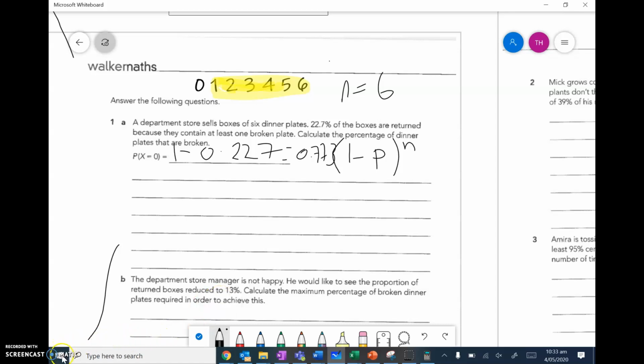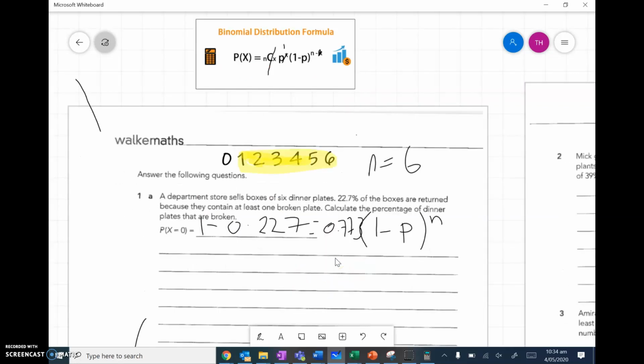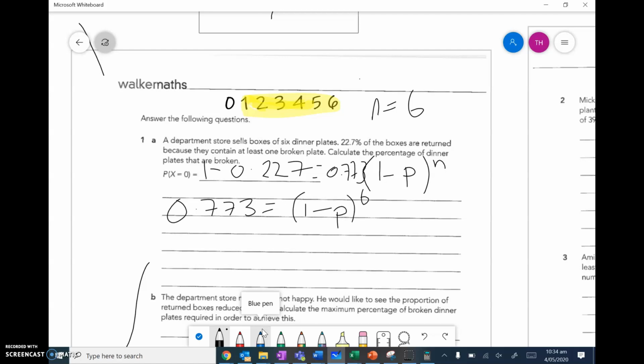So the probability that x equals 0 is 0.773. So that is what the answer to this would be. The probability of x being 0 is going to be this. So that's going to be on one side of my equation. So 0.773 equals, then on the other side of the equation I need 1 minus p to the power n. Now I know my n is 6, but I don't know my p. That's what I'm trying to work out.